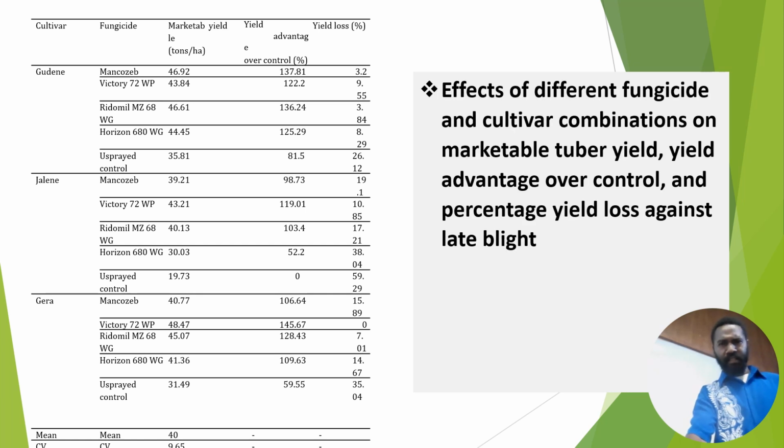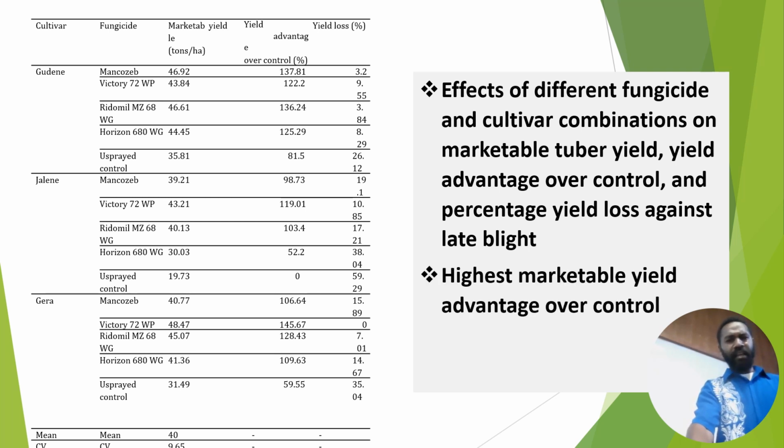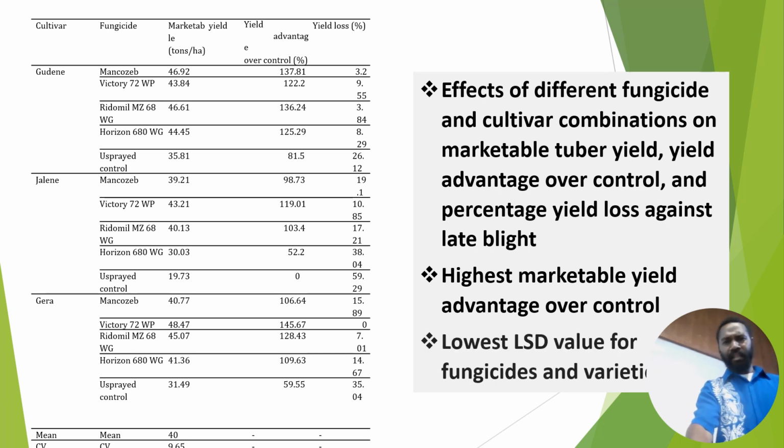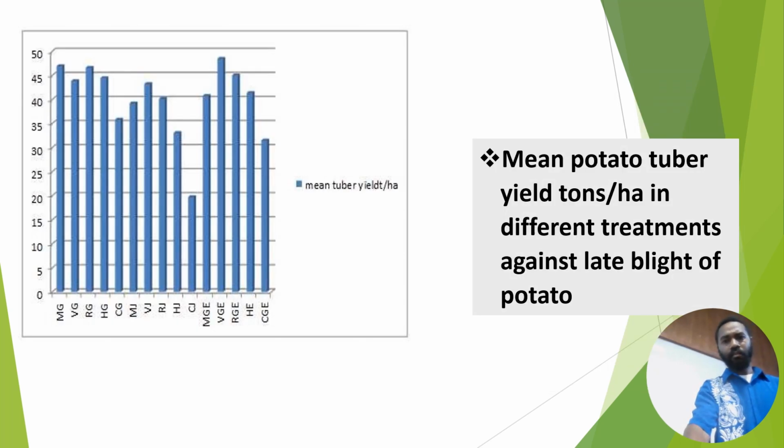The table there shows the effects of different fungicide and cultivar combinations on marketable tuber yield advantage over control, and percentage yield loss against late blight, and highest marketable yield advantage over control. And the last point is the lowest LSD value for fungicides and varieties of potato.